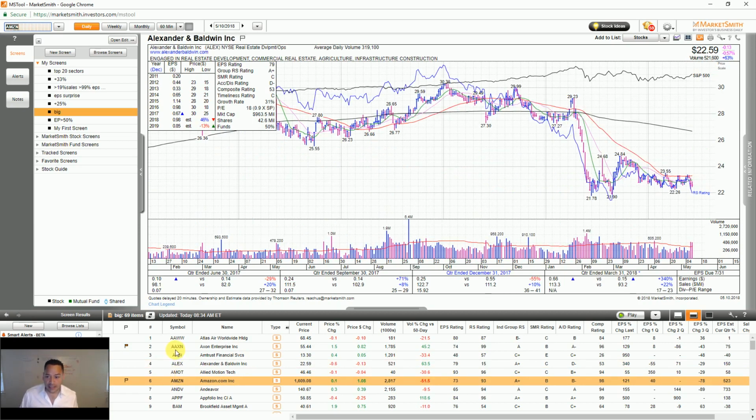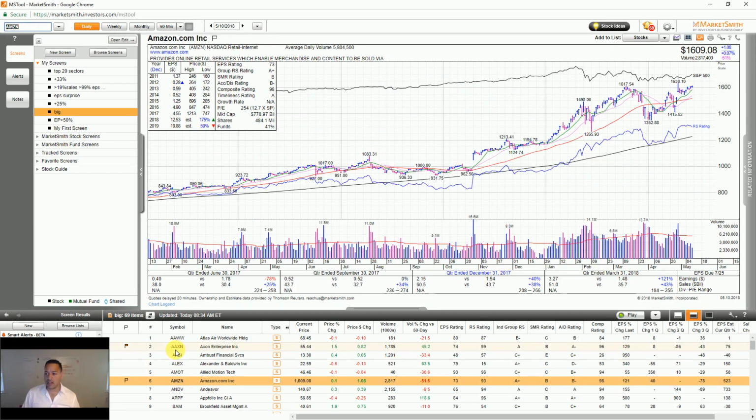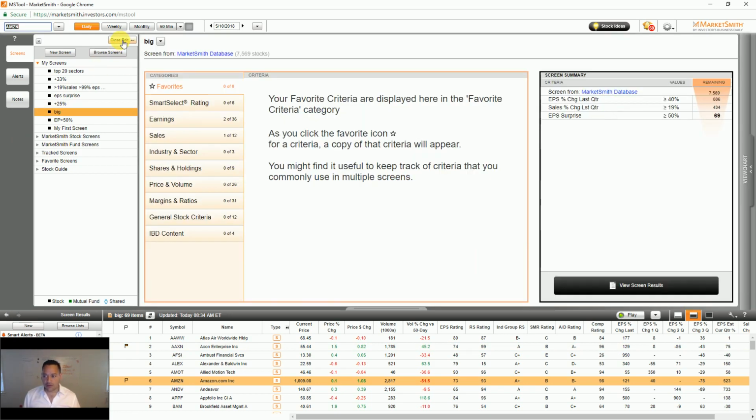So you have roughly 69 names, and then you can continue to narrow down this universe a little bit further by saying, hey, I only want to look at stocks trading near the highs, or I only want to look at stocks within the top 20 sectors. But either way, that's how easy it is to narrow down the universe of stocks from 7,000 names to 69 names using fundamental data, EPS and sales change, which is one of the biggest drivers for long-term winners.